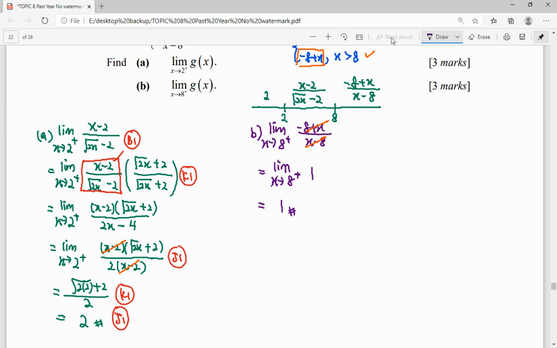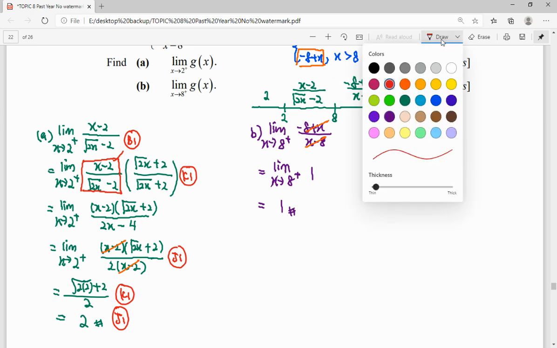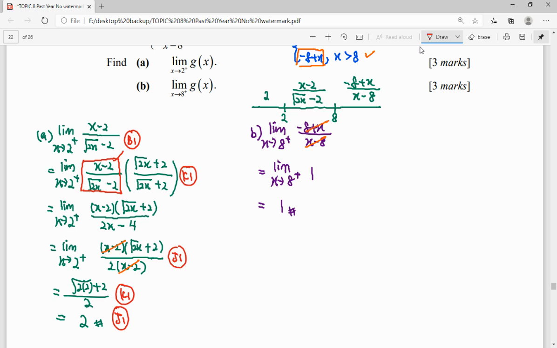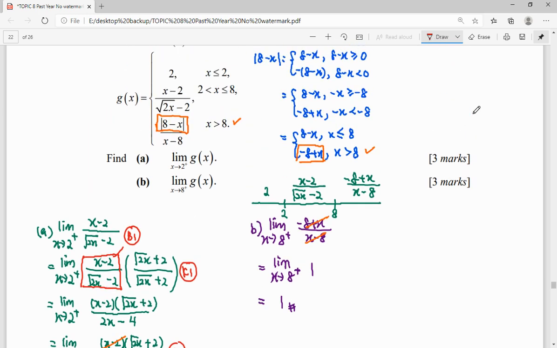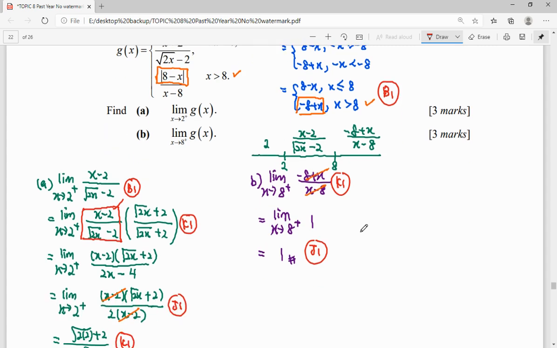What is important here is that the first part is expressing our modulus of 8 minus x as a piecewise function, so that we can select our function correctly and get the limit answer correctly. So that will be our question 26.